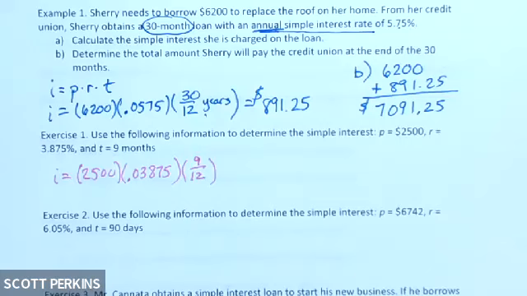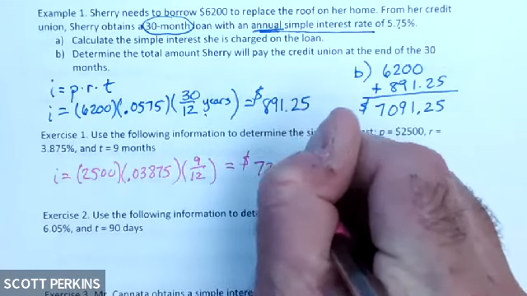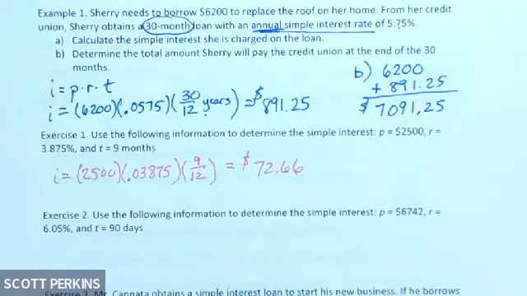So 2,500 times 0.03875 times 9 divided by 12. That turns out to be 72 point, and a lot of decimal places, so we're going to round to the cents. So 72.66. That's all I wanted on that problem. You didn't need to then give me the total amount that would be owed later. We're just practicing this new formula that you've been given, the simple interest formula.